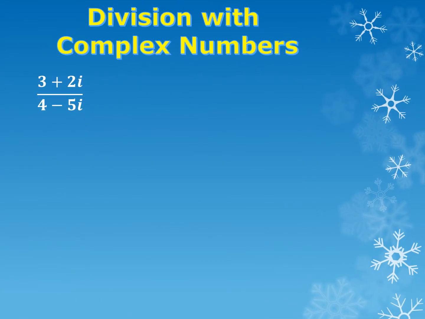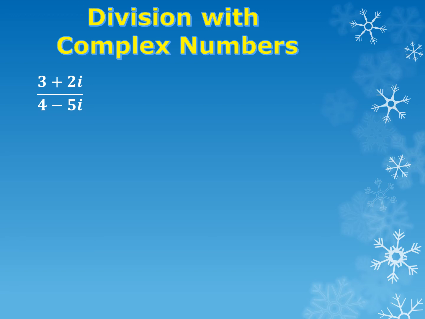So now let's move on and talk about division with complex numbers. In this example, I have 3 plus 2i divided by 4 minus 5i. Well, we have complex numbers in the numerator and the denominator. It's perfectly okay to have a complex or imaginary number in the numerator. It doesn't matter what goes on up in the numerator. However, in the denominator, we have a complex number, and that is not allowed.